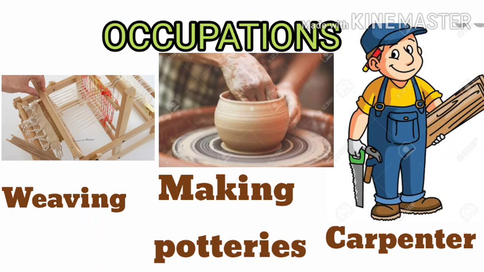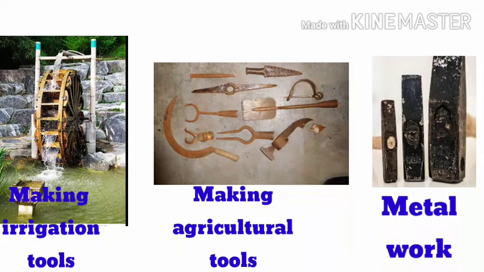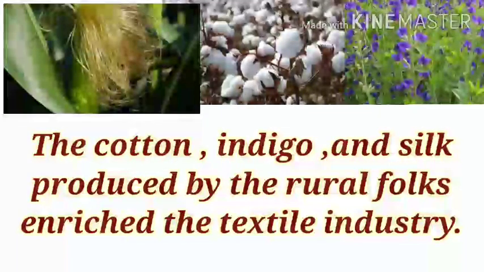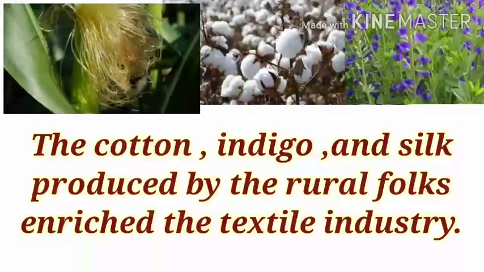Then many occupations existed in the village, like weaving, making pottery, carpentry, making agricultural tools, making irrigation tools, and metalwork. These are some other occupations that existed in the village. Weaving was the major artisanship of villagers. The cotton, indigo, and silk produced by the rural folks enriched the textile industry.